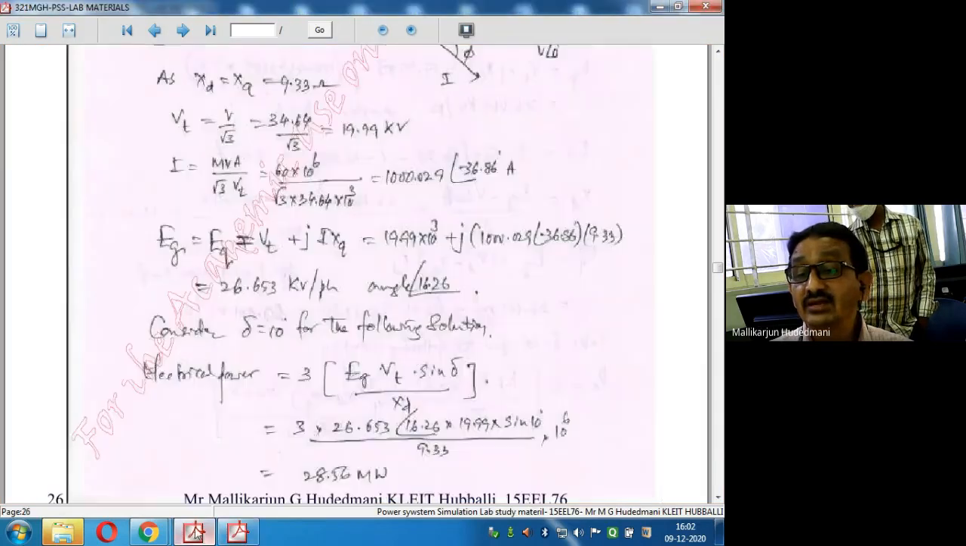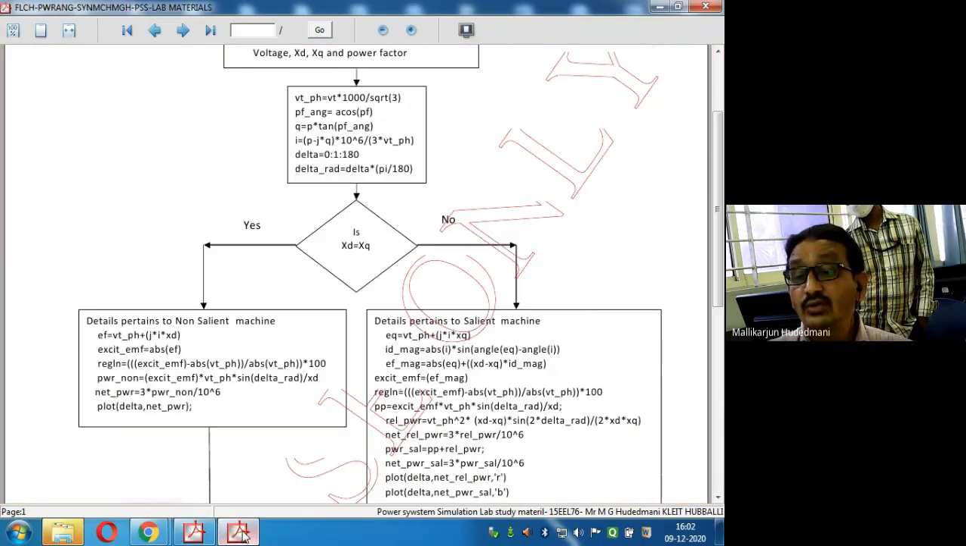What am I doing exactly? The same calculation: Vt plus j into I into xd, equal to xq. Whether I write xq here or xd here, no matter, it is one and the same. So this term I am trying to implement over here: EF equal to Vt per phase plus j into I into xd. As it is in complex rectangular form, I get the absolute value of this. EF, abs, the absolute value, is nothing but the excitation EMF.